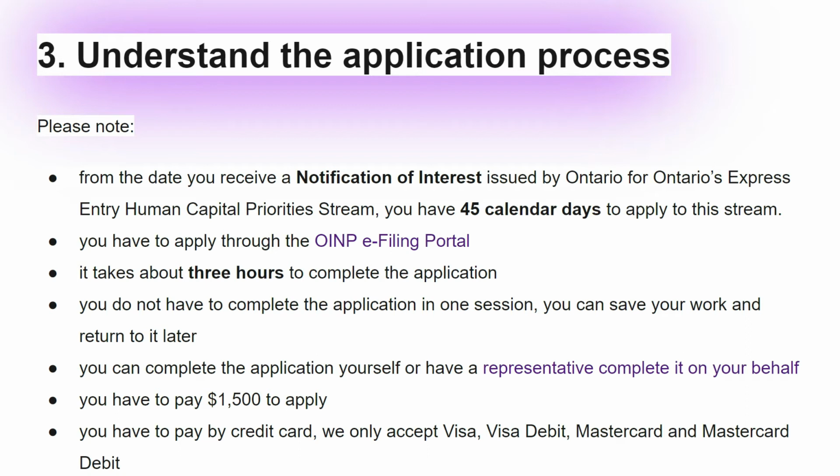You have to complete a part of the application and save it, okay, and then return back to your work, and later complete some more of the application and then save it. In this way you can complete your 3 hours. You don't need to sit 3 hours continuously. You can complete the application yourself or have a representative complete it on your behalf.